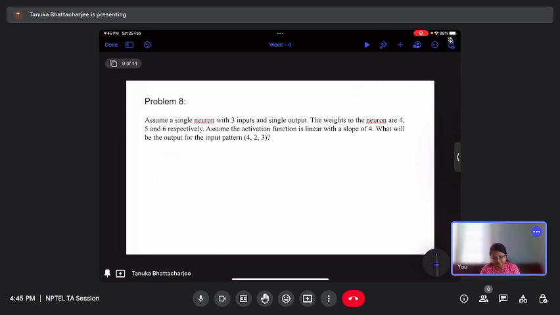Now, the next problem is also a similar one, just the functioning of the neuron is slightly different in this case. Here we are assuming a single neuron with 3 inputs and a single output, and the weights of the neuron are 4, 5, 6 respectively, and we assume the activation function is linear with a slope of 4. In this case, what will be the output for the input pattern? Can some of you compute this?